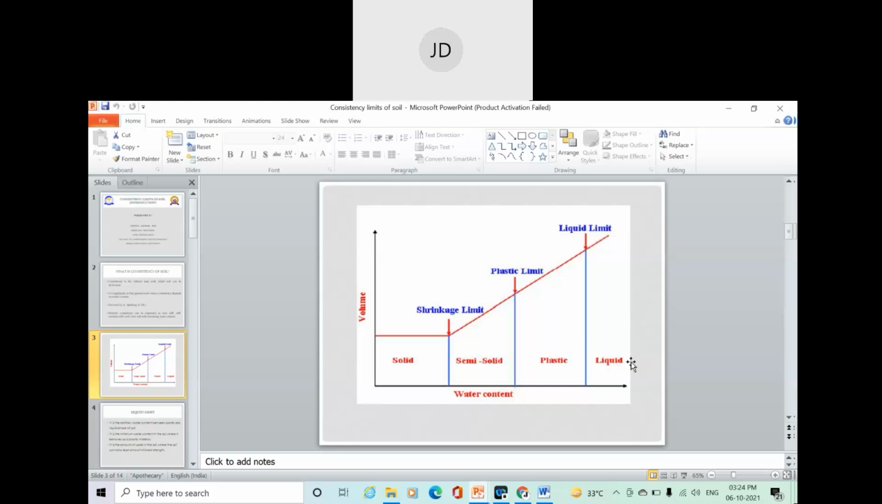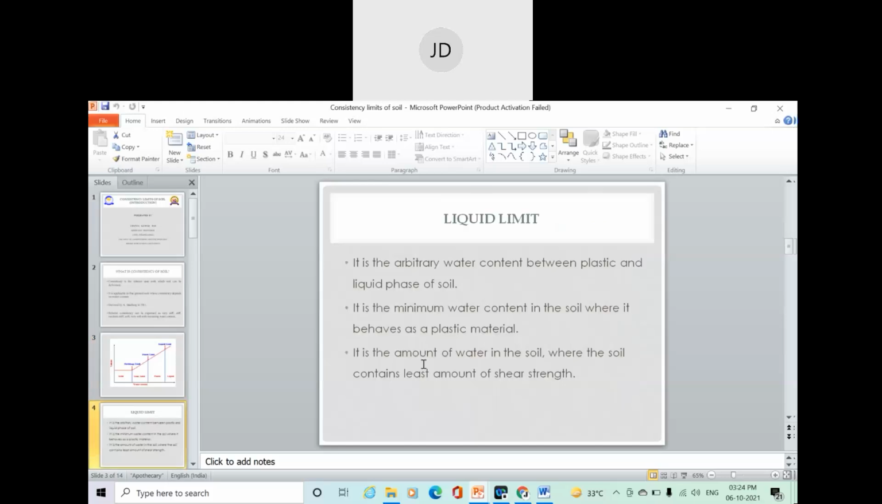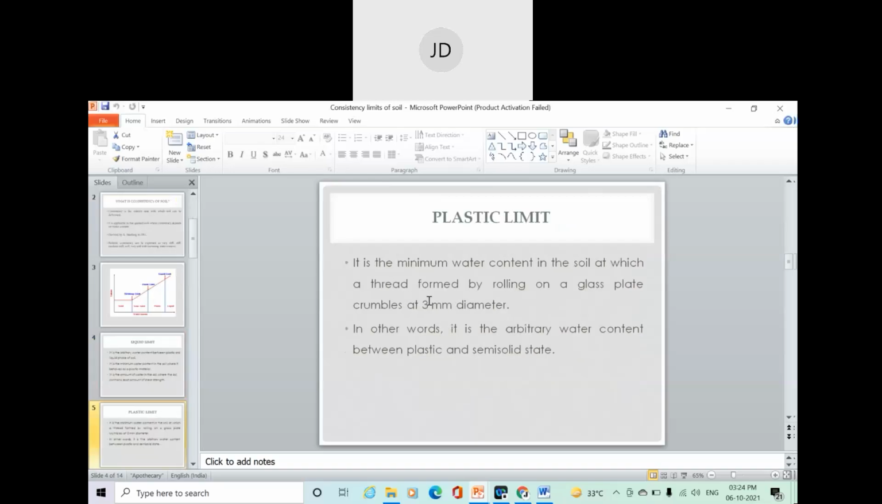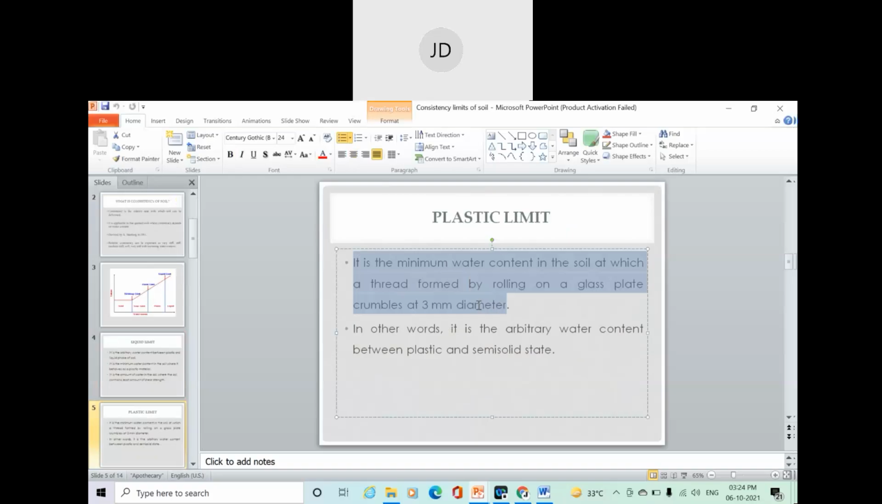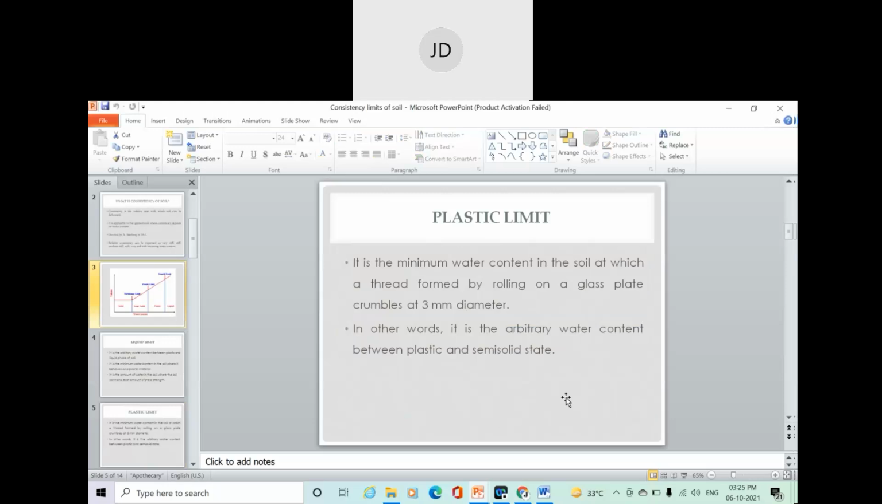Okay, now when it comes to plastic limit. Plastic limit is the minimum water content in the soil at which, if you make a thread of diameter 3 millimeter and roll it on a glass plate, it will crack. I'll explain these things anyway. In other words, it is the arbitrary water content between plastic and semi-solid state.